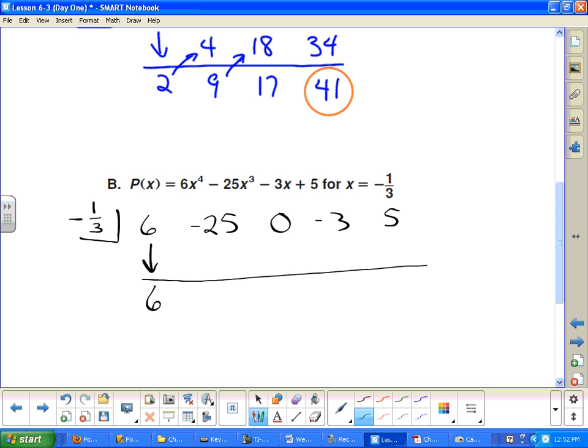Negative. Okay. So now since it's a negative, then we're going to put negative 2 here. Negative 1/3 times 6 is negative 2. Combine these two negatives, we still get a negative 27. 9.